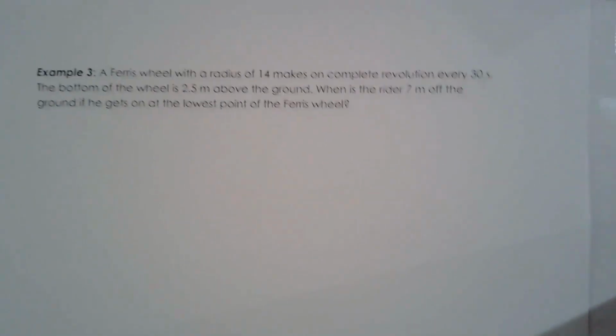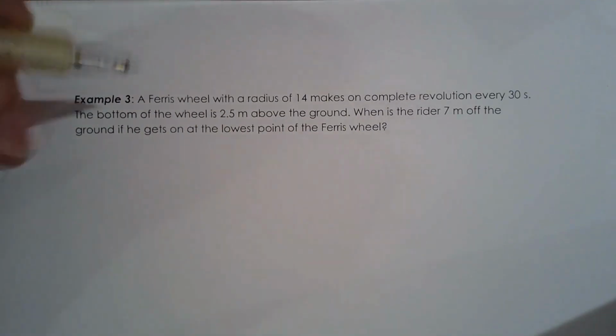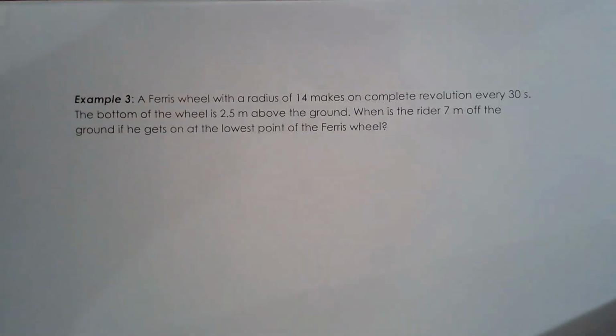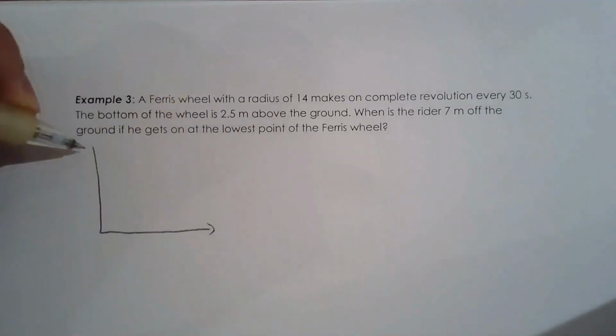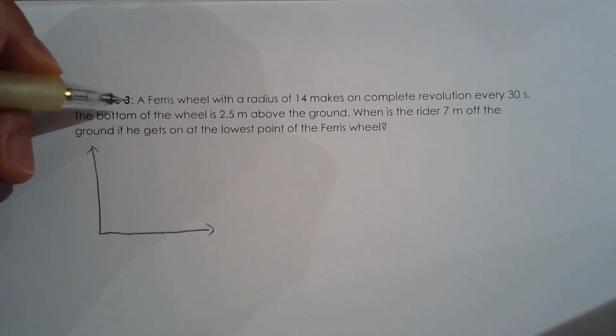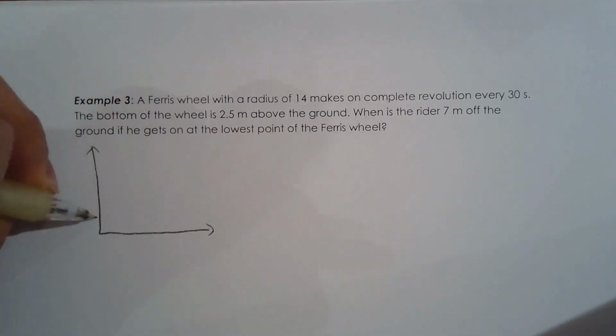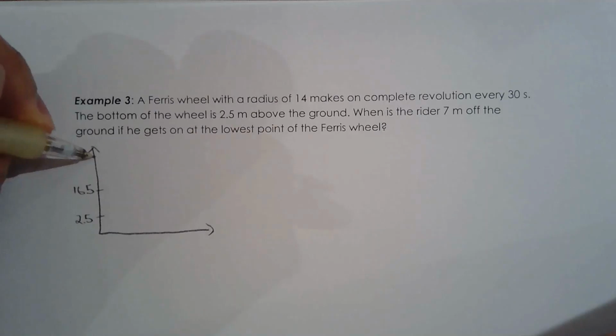All right, so over here, ooh, our classic Ferris wheel question. Radius of 14, remember the radius is the amplitude because it shows you how far up and down you can go from the center of the wheel. I'm going to draw the graph, not that I need it, but I'll draw it anyways. So it makes 14, the bottom was 2.5 meters above the ground. So the min is 2.5. The middle will be 16.5 because you add 14. Add 14 again, it's 30.5.